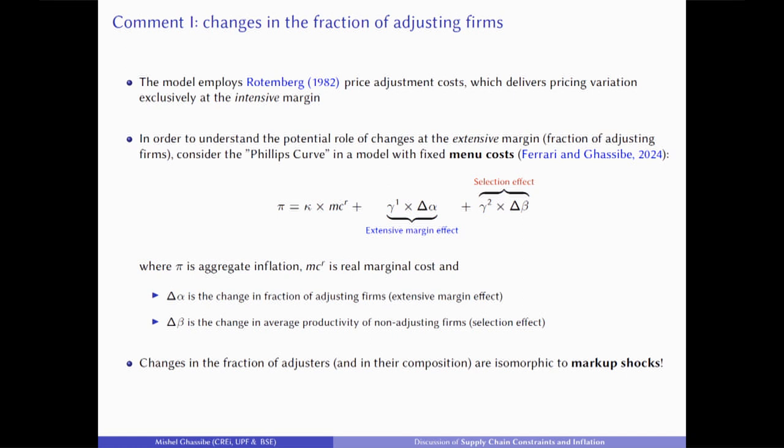Now, let me push this a little bit further. The selection effect is very hard to measure in the data directly, but what we can measure directly is the extensive margin effect. We can look at the way in which the frequency of price adjustment changed in the COVID episode. And with that, we can evaluate whether this endogenous markup shock, which we see in the Phillips curve, was driven largely by the extensive margin. And if it wasn't, that means it must have come from the intensive margin.